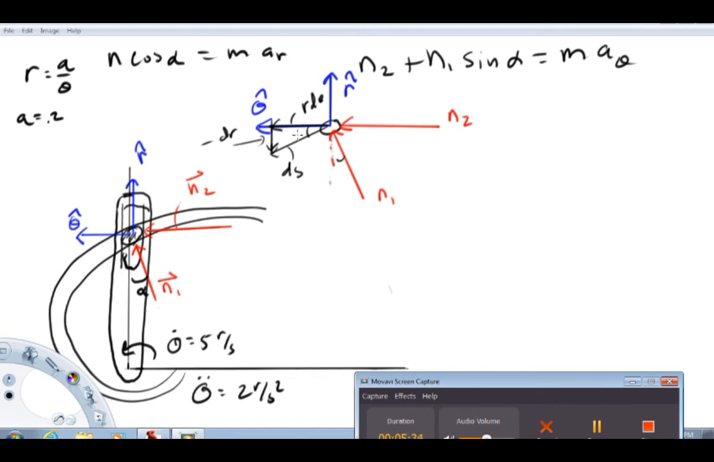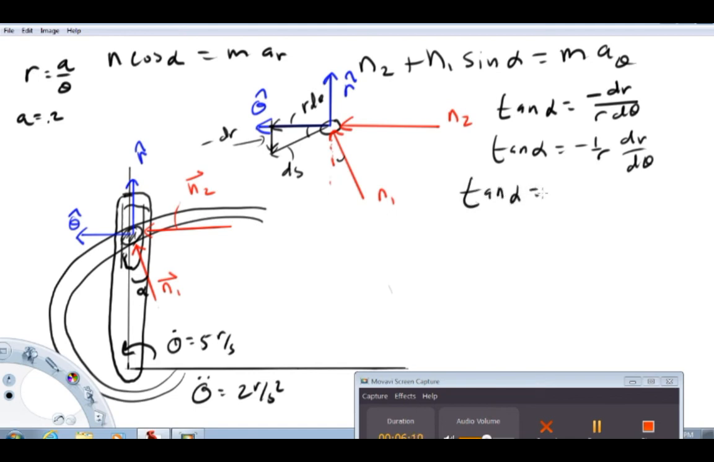So this interior angle here, this is alpha. And the tangent of alpha would equal minus dr over r d theta. So simplifying this a little bit, tangent alpha can be written minus 1 over r, dr d theta. And looking right here, r is equal to a over theta. So dr d theta would be minus a over theta squared. So tan alpha is going to end up being positive 1 over r times a over theta squared.